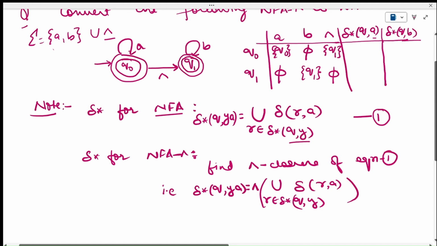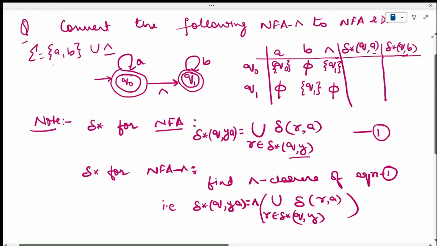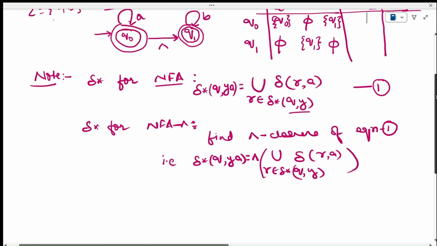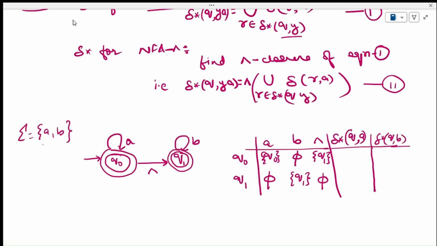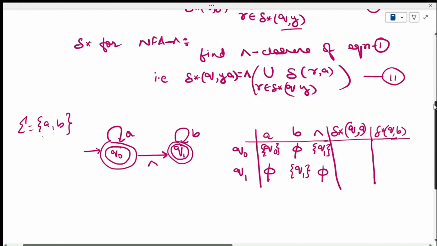Now I will start with filling up this column. Delta star Q comma A, delta star Q comma B. We'll fill up this column by using the formula in equation 1 and 2 respectively. This is equation 2, this one. Okay, now you know what is extended transition function of NFA null. We'll start solving this question.